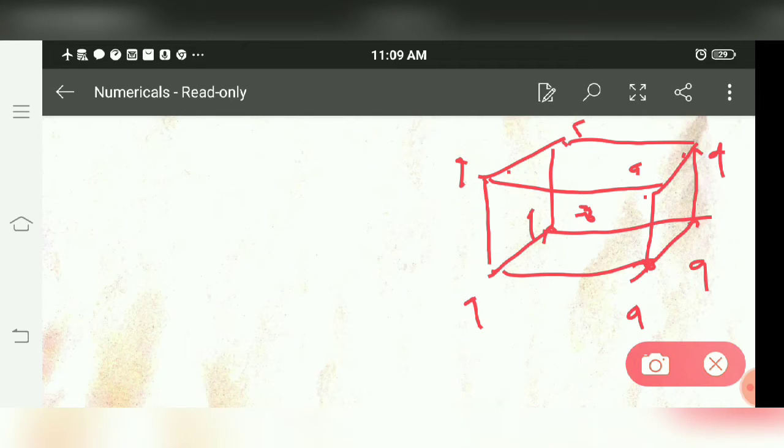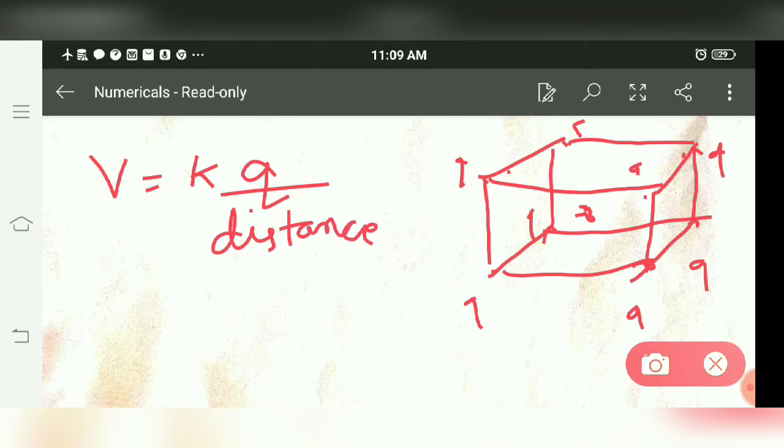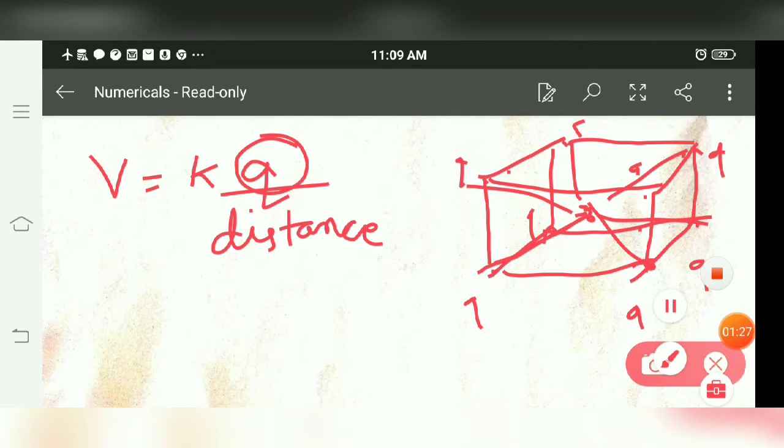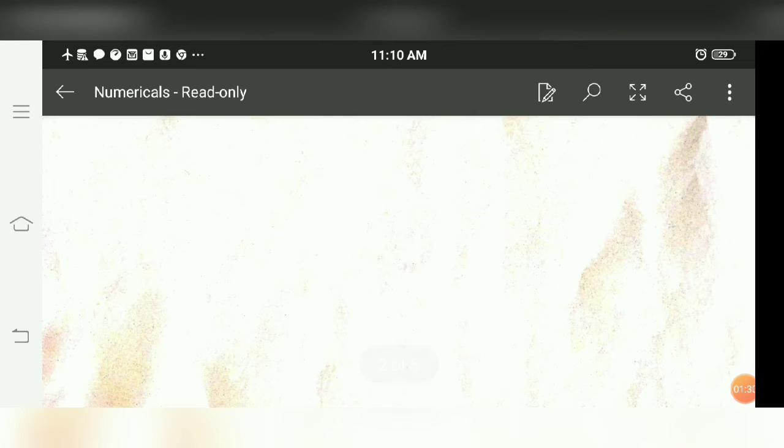So first of all, to find the potential, we know the formula: K times charge divided by distance. The charge is Q, and the distance is from the center. For every charge, the distance from the center is the same. Because if eight persons are sitting at the corners of a cubical box, their distance from the center will be the same. If we find the potential due to one charge, we just multiply it by 8, and it will give the potential due to all 8 charges at the vertices of the cube.